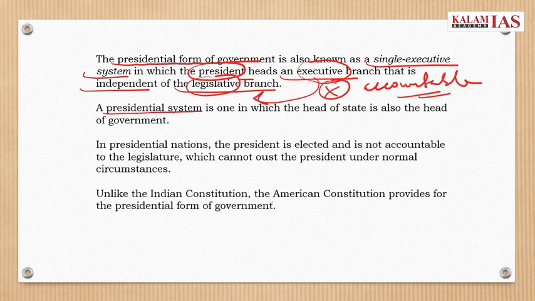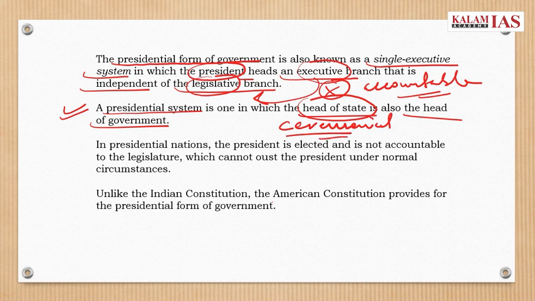Now, the presidential system is the one in which the head of the state is also the head of the government. That means the president is also the head of the state. By being the head of the state, he enjoys the ceremonial position and he is also the head of the government. He is the leader of the executive organ of the government.